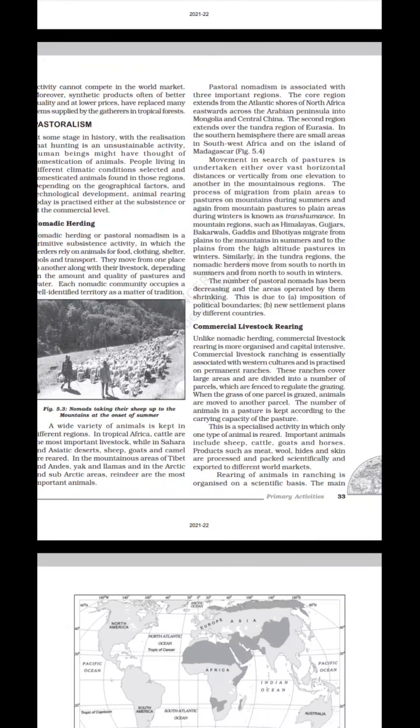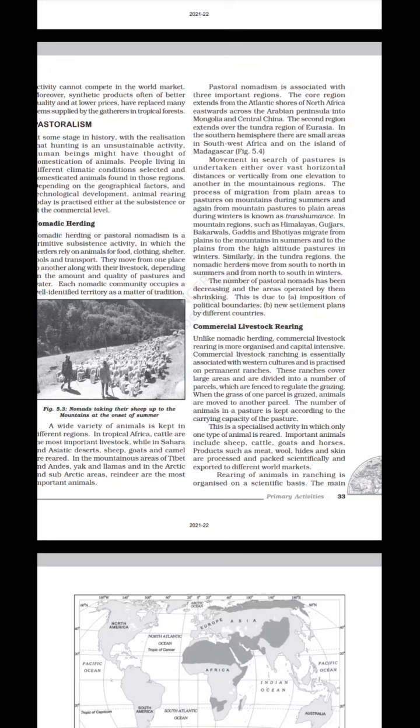In the mountainous areas of Tibet and the Andes, yaks and llamas, and in the Arctic and subarctic areas, reindeer are the most important animals. Pastoral nomadism is associated with three important regions. The core region extends from the Atlantic shores of North Africa eastwards across the Arabian Peninsula into Mongolia and central China. The second region extends over the tundra region of Eurasia. In the southern hemisphere, there are small areas in southwest Africa and on the island of Madagascar, figure 5.4.